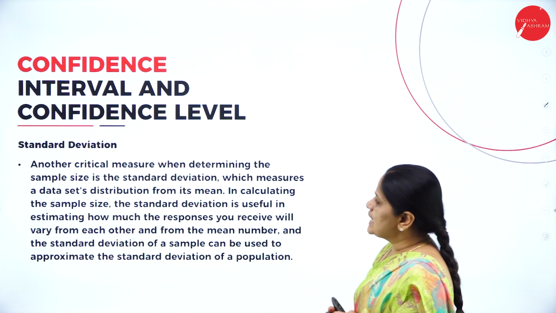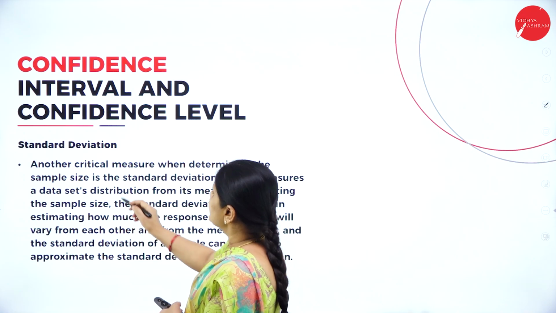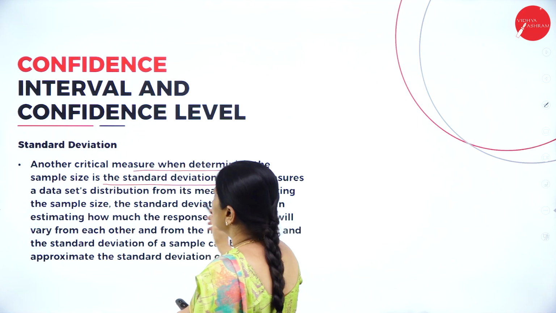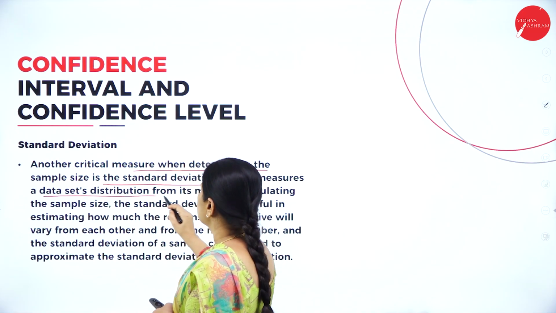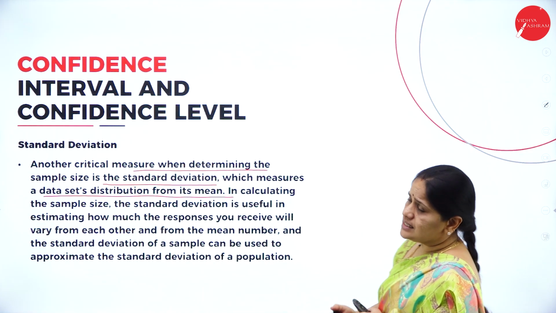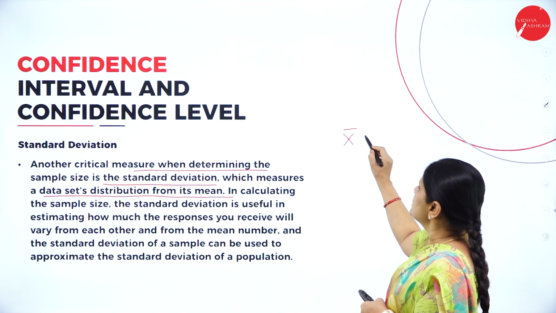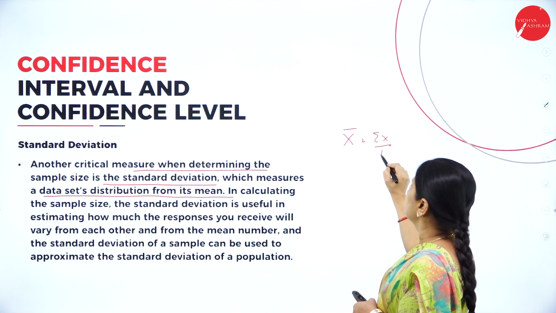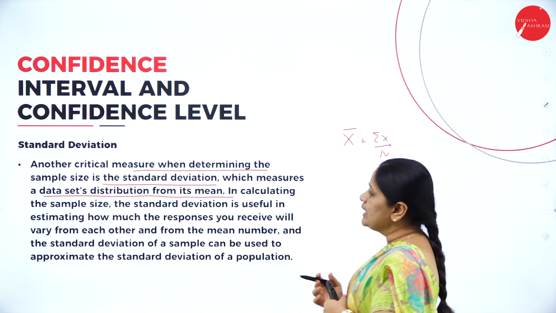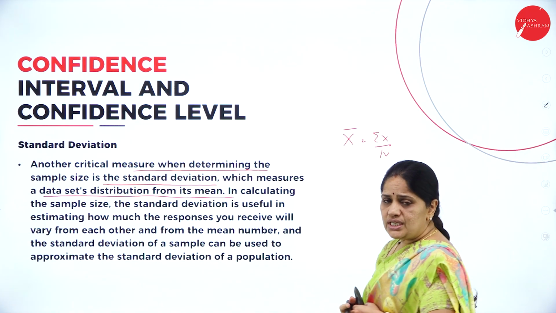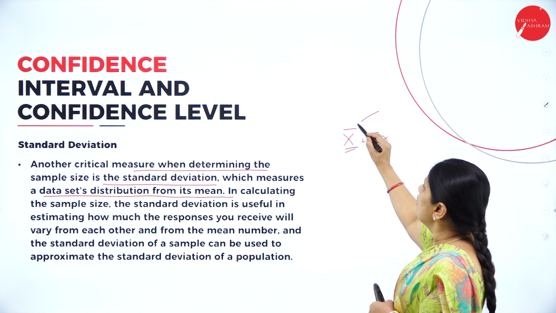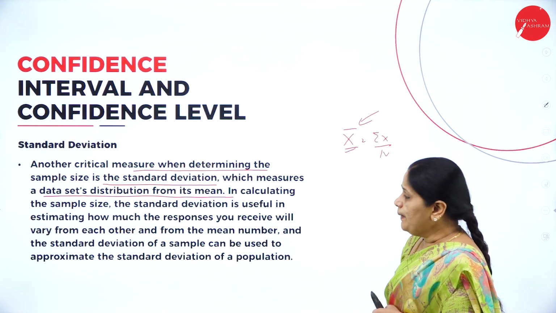Next, we have the standard deviation. Another critical measure when determining the sample size is the standard deviation, which measures a data set's distribution from its mean. We all know what the mean is, as we have studied in statistics. Mean is sigma x divided by n. Mean is the central value of the given data. Now, what is standard deviation? Standard deviation tells us the deviations from the mean, that is, how far the given data is from the mean.